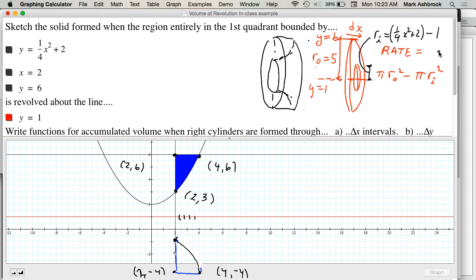We're ready to write the volume function. So this is, call it volume number 1 in terms of x. How do we write it? Is this total accumulation or net accumulation?